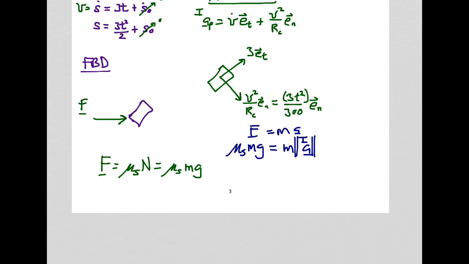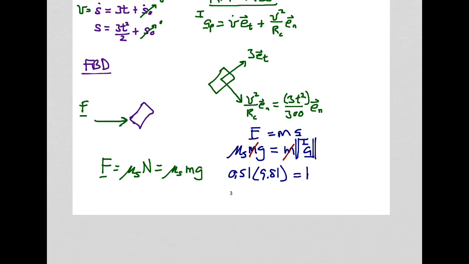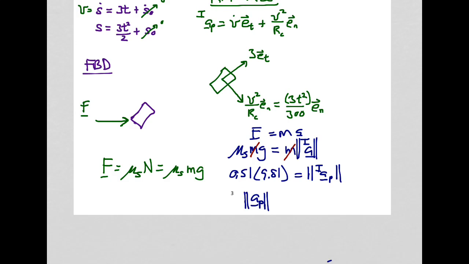We know that our static coefficient of friction is 0.51. We also see that we can cancel out our masses, and that gravity is equal to 9.81 meters per second squared, and this is going to be equal to the absolute value of our inertial acceleration of point P. And so when we solve for this, we get that the magnitude of our acceleration is equal to 5 meters per second squared.